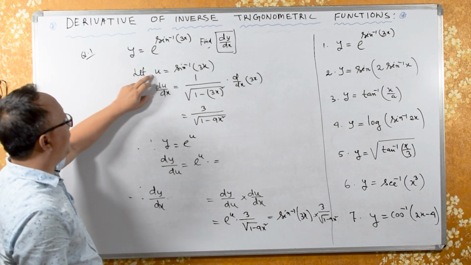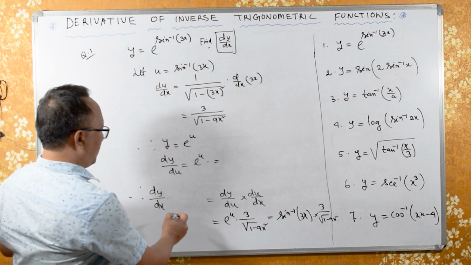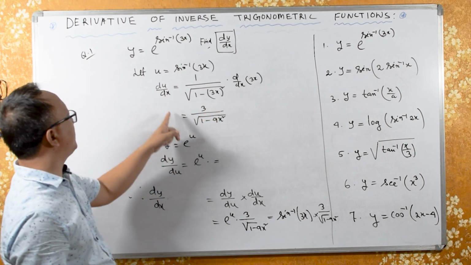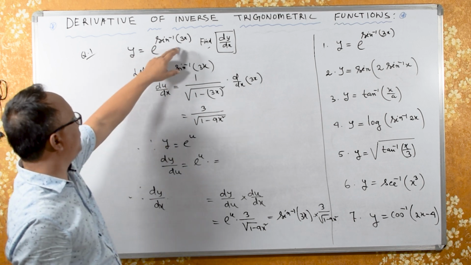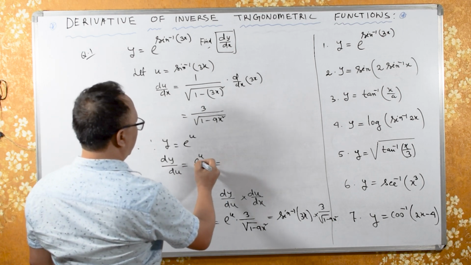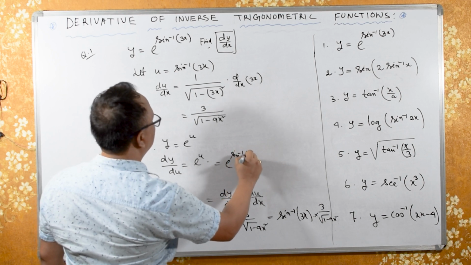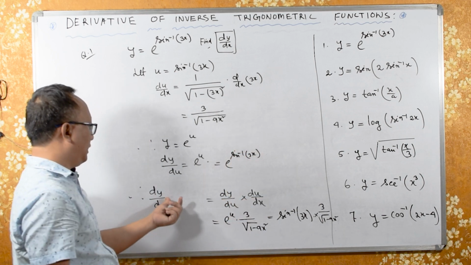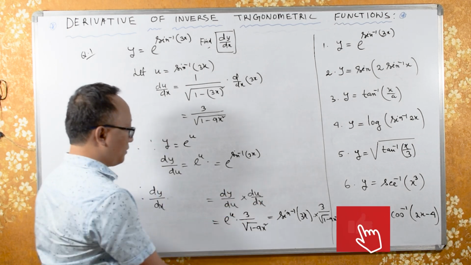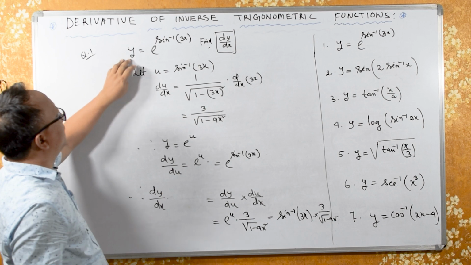What I'm doing is finding du by dx by substituting this u. du by dx is the same as this, which we got, and you substitute what u is, so this becomes e raised to u. Find dy by du, or you can write it like this: e raised to sine inverse 3x. Here dy by dx is the same as dy by du into du by dx.